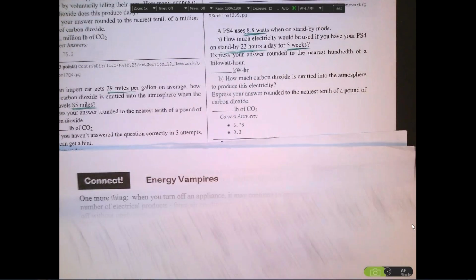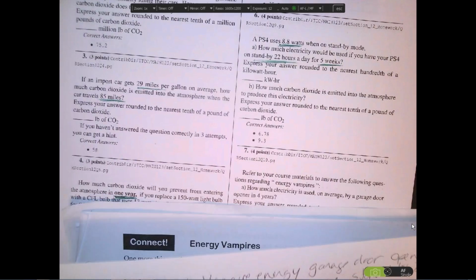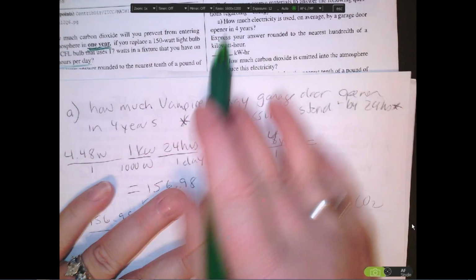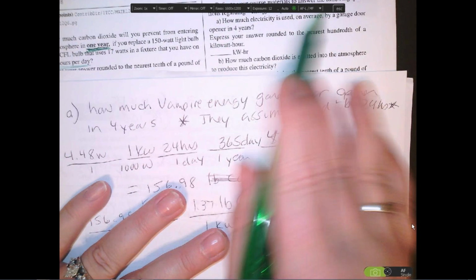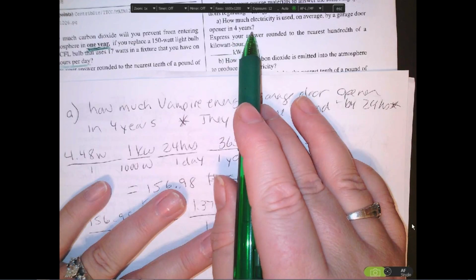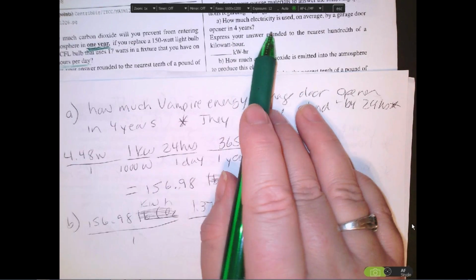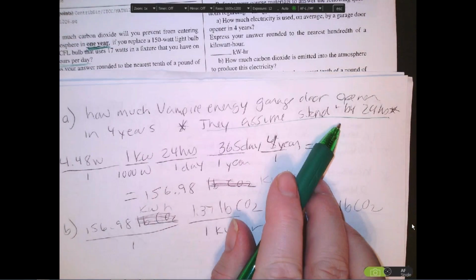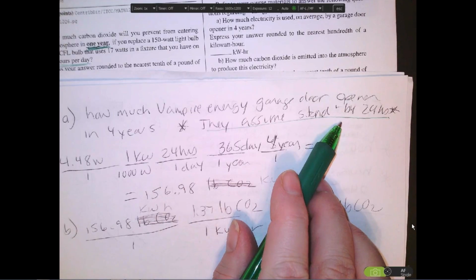And the last one in this section is very similar to the one we just did. The only thing about this one that's odd is it says, refer to your course materials about vampire energy. How much electricity is used on average by a garage door opener in 4 years? Now, what I had to figure out the first time was they're assuming it's on standby for 24 hours a day. Okay? Because then you get the right answer. They should tell you that. Okay? So if you look at your vampire sheet, a garage door opener is at the bottom here.